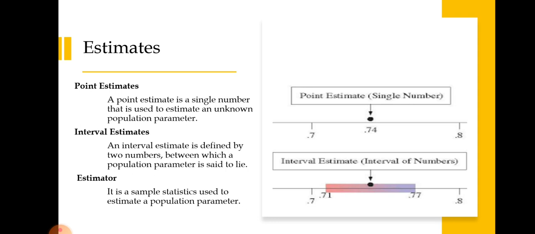Interval estimate is similar to a point estimate. The difference is that in an interval estimate, we don't make the estimate on the basis of one point or one number. We make the estimate about the population on the basis of a range, like in this example, a range between 0.17 and 0.77. An interval estimate is defined by two numbers between which a population parameter is said to lie. We set an interval, and according to that interval we estimate about the population.